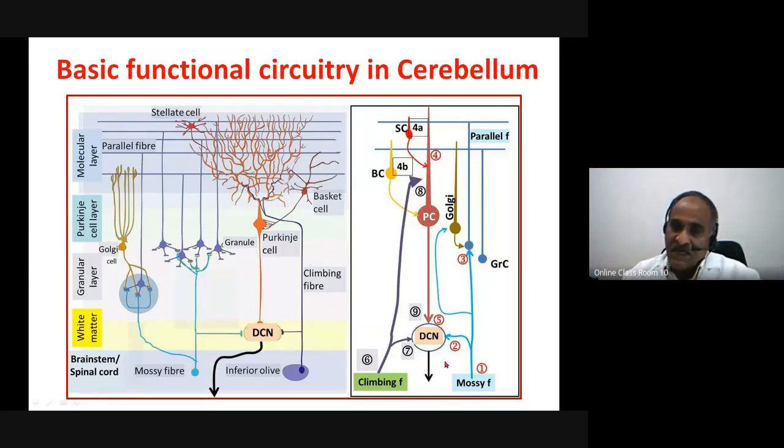Now sometimes, if this does not happen, there is another fiber coming from the inferior olivary nucleus that is known as a climbing fiber.